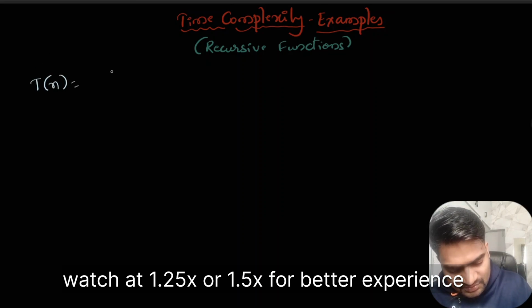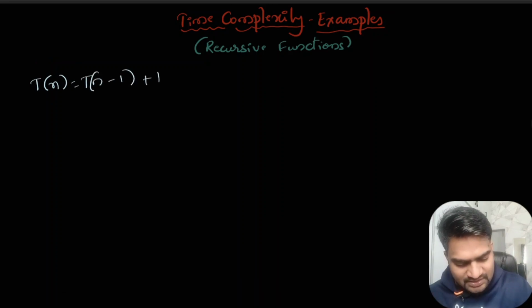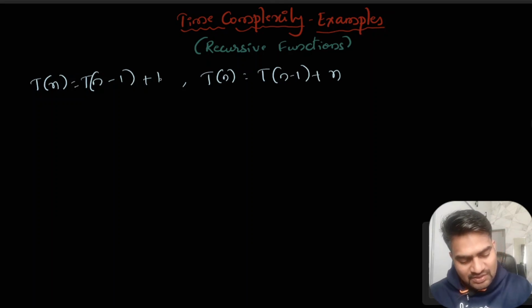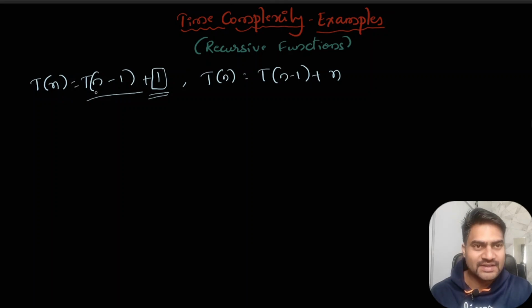T(n) equal to T of n minus 1 plus 1 and T(n) equal to T of n minus 1 plus n. So what these examples say is, at each iteration there will be one unit of work happening in this equation, then the problem is getting reduced to n minus 1. Initially it will be n, then it gets reduced to n minus 1. So that is how we can interpret this particular expression.